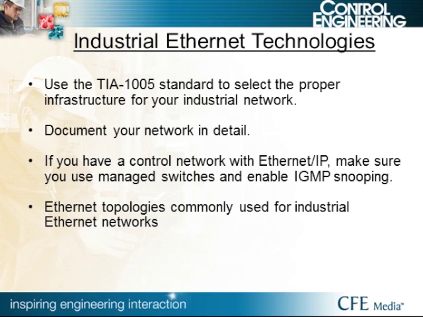In summary, I just want to touch on a few of the points that I believe are very important. Use the TIA 1005 standard to select the proper infrastructure for your industrial Ethernet network, and make sure to document your network in detail. If you have a control network with Ethernet IP, make sure you use managed switches and enable IGMP Snooping. And finally, consider your application when determining the cost effectiveness of network redundancy. So I just touched the surface with this information, but I hope it helps point you in the right direction.